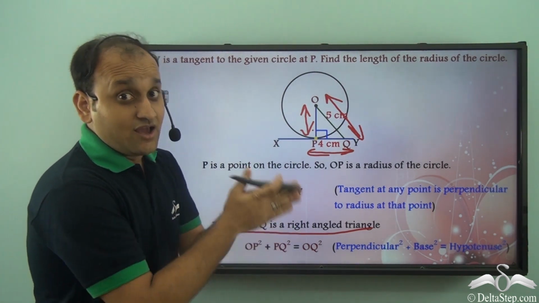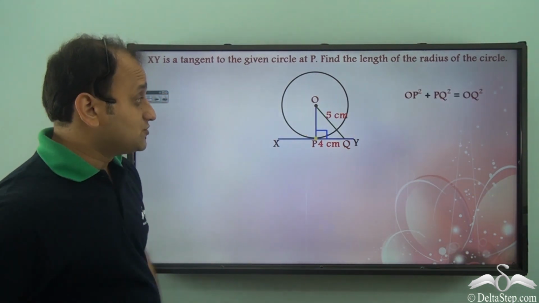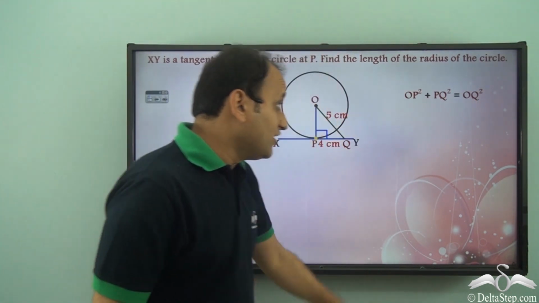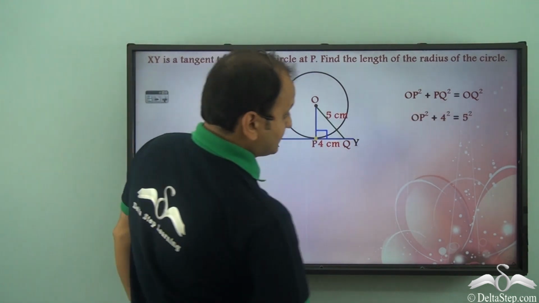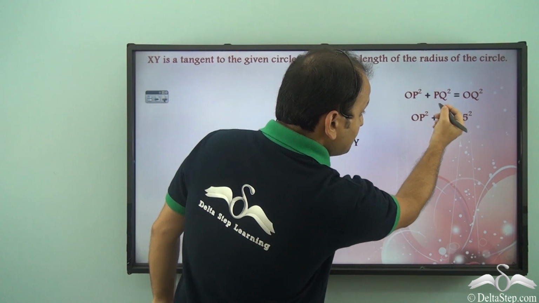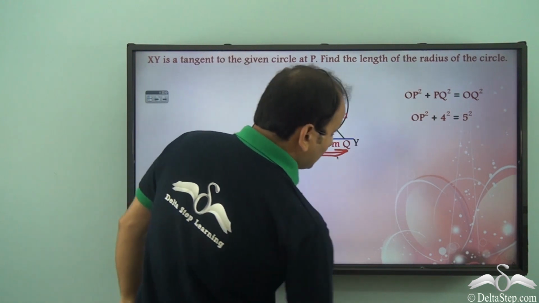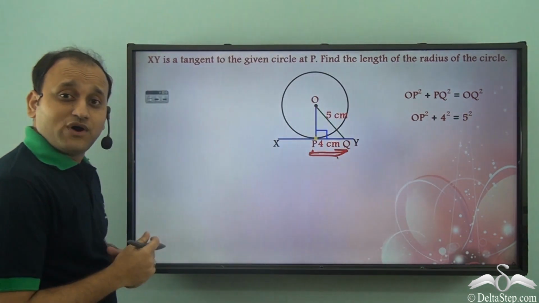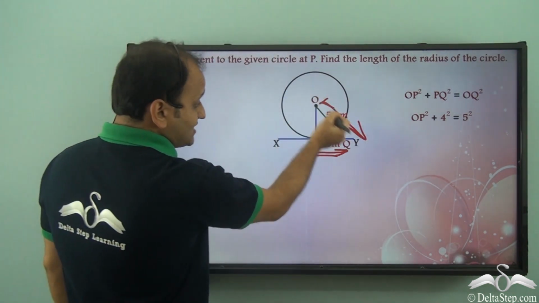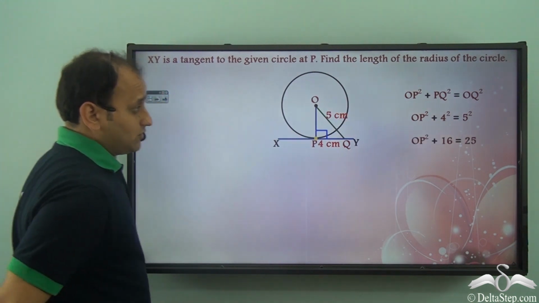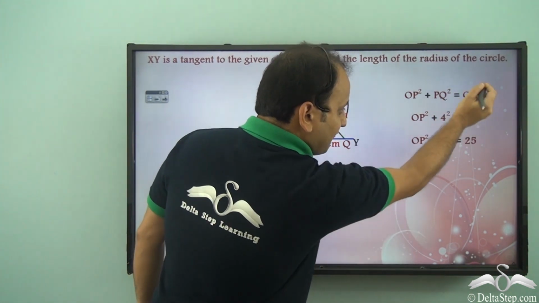Now from this equation, we can easily find the value of OP. So we have this particular equation here. Now if we substitute the values which are already given, what do we get? We get OP square plus 4 square. PQ is nothing but 4, it's given here. So 4 square is equal to 5 square. 5 square is basically hypotenuse square. Hypotenuse is 5 centimeter long. So what do we have? OP square plus 16 is equal to 25. 4 square is 16. 5 square is 25.